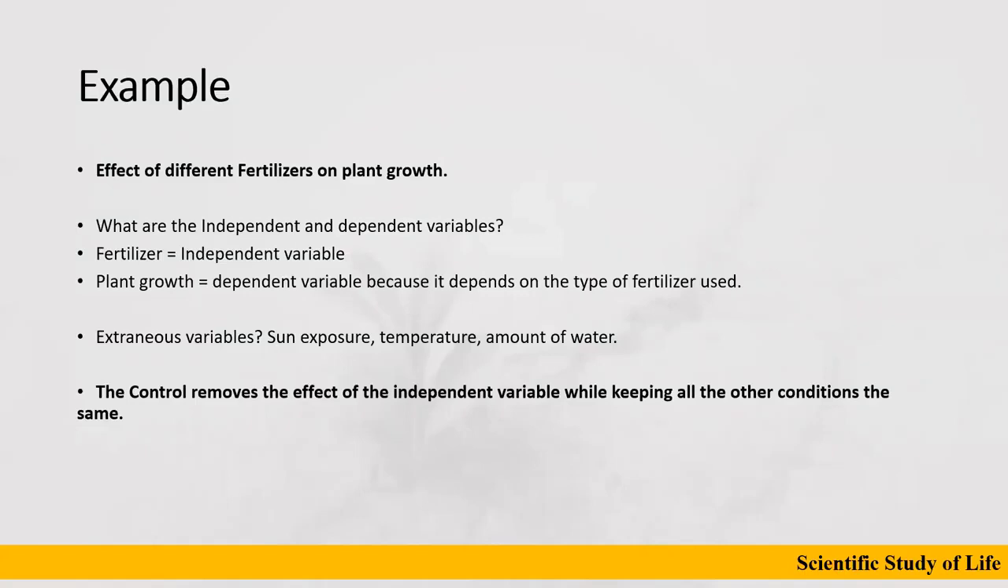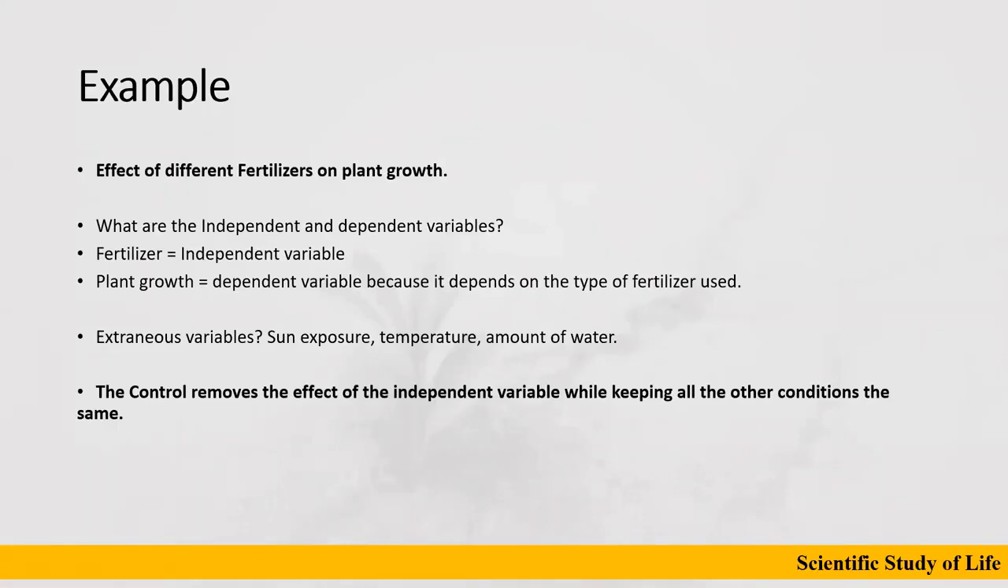Now, the independent variable is the different fertilizers that we use. It is what the scientist has control over. It is what the scientist is able to manipulate. So the scientist has the ability to choose the fertilizers that he or she would use to observe the plant growth.